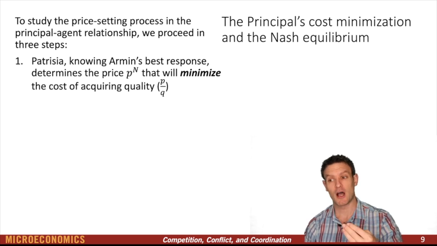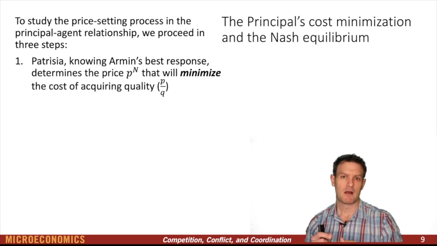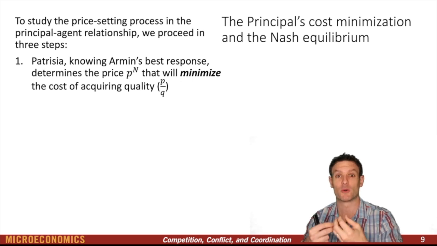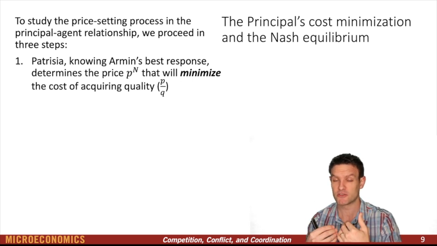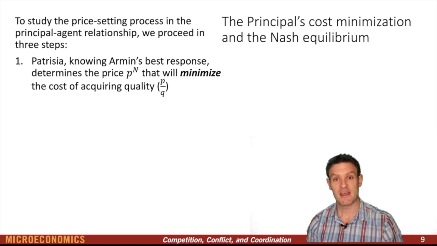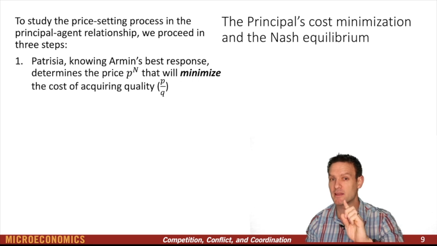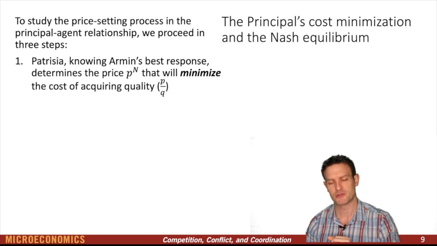Patricia knows Armand's, the agent's, best response, and knows that his best response determines the price PN that will minimize the cost of acquiring quality. Okay, so think about it this way, right? Patricia is thinking, what is the lowest price I can pay given the quality he will provide? The price to her is a cost she incurs in order to get quality. Therefore, she has to decide, to maximize her profit, what the cost minimizing price is to get the quality she expects. Okay, so think about that for a moment or two.